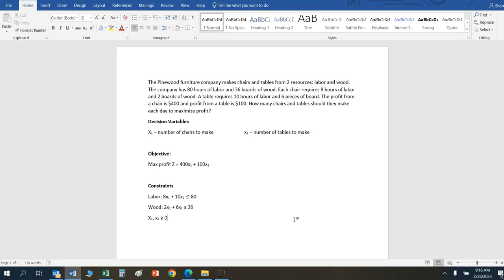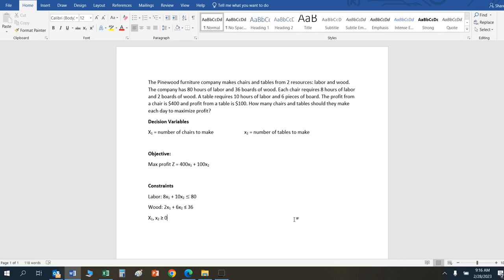Okay, how many chairs and tables, that tells you what your decision variables are. So x1 is the number of chairs, x2 is the number of tables. A chair is 400, so we're going to make 400 times the number of chairs plus $100 times however many tables.